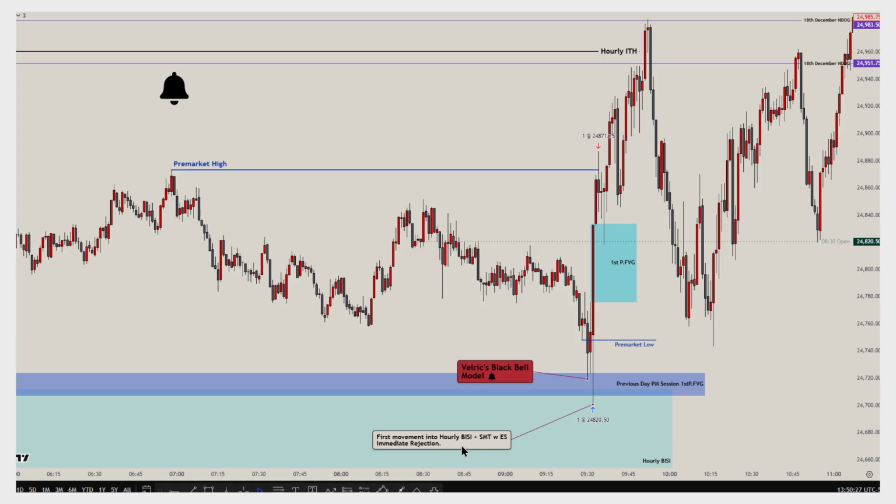So here when we see the first movement into the hourly BISI, and there's an SMT with ES, and it immediately rejects, and it's a black belt, and we're bullish high time frame. What is this now? This is an A plus setup. There's nothing better that we can take in the market than this.